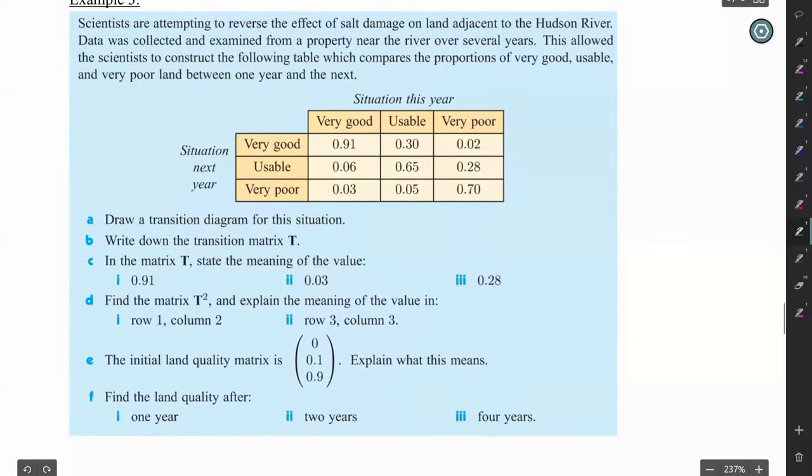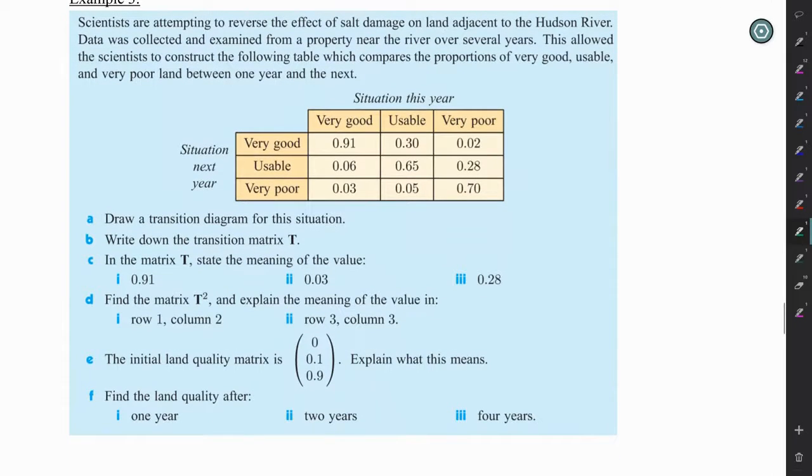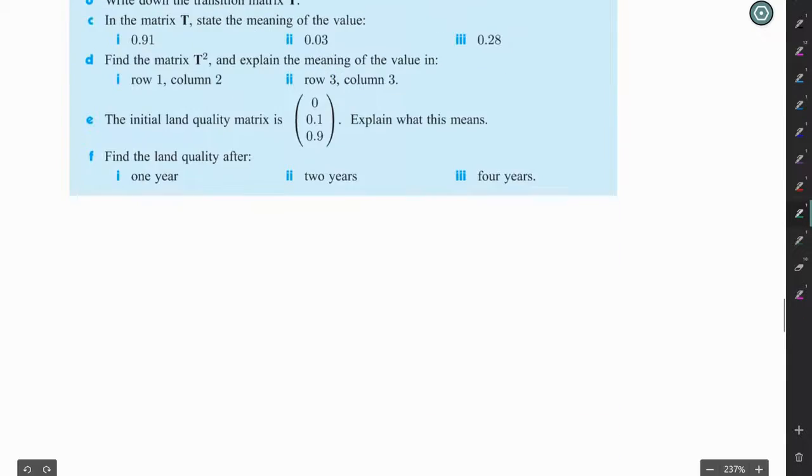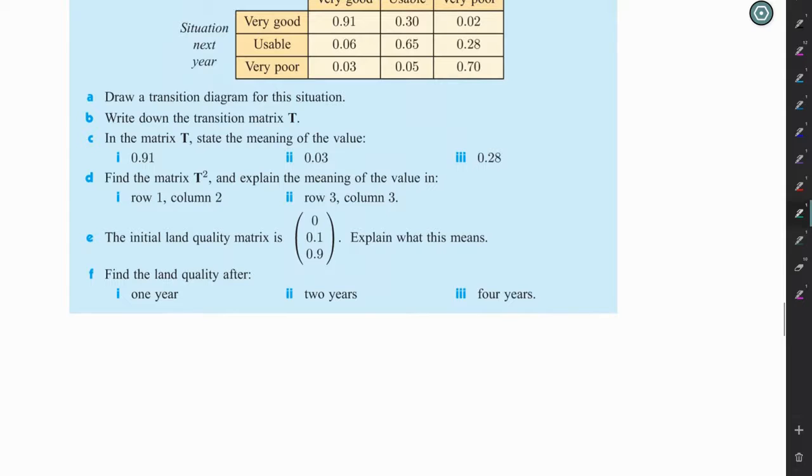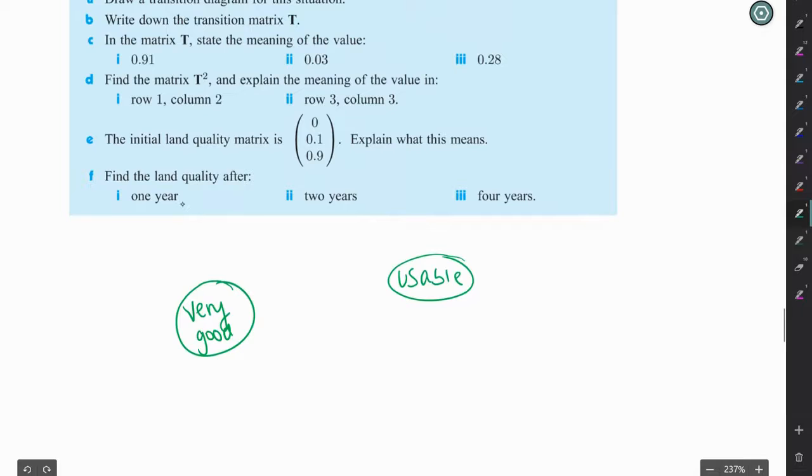So now we have 3 states, so we're going to have 3 circles. So our 3 states are very good, and that goes in a circle. We have usable, and that goes in a circle, and then we have very poor, and that goes in a circle.